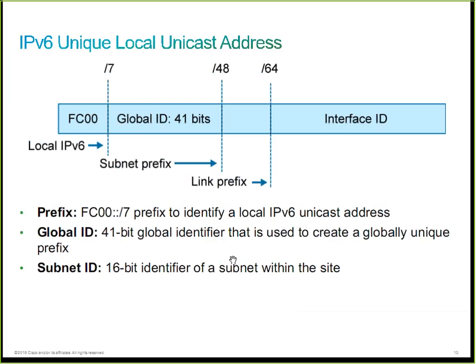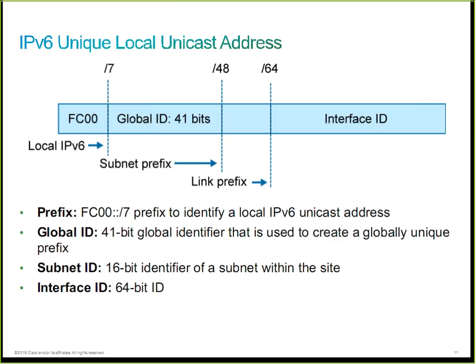Now going forward, if I talk about a unique local unicast address, that's the site local address. When I talk about that, you have FC00. Then you have the global ID, that's 41 bits. The bottom line is this one would be the local IPv6 address, that's the first 7 bits. Then the next, until 48 bits, will be the subnet prefix, that is for the subnet. Then until 64 bits will be the link prefix, and ultimately the last 64 bits are called the interface ID or the host ID.